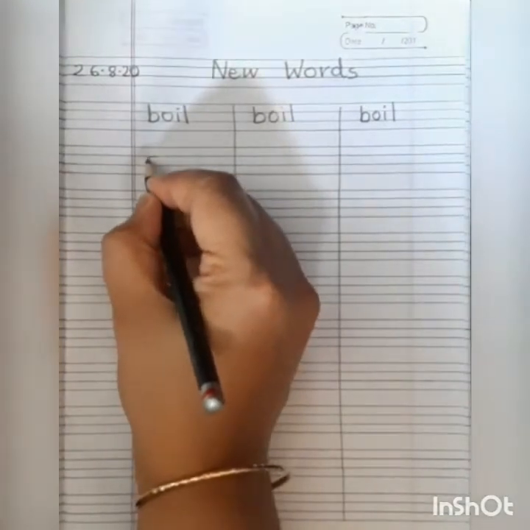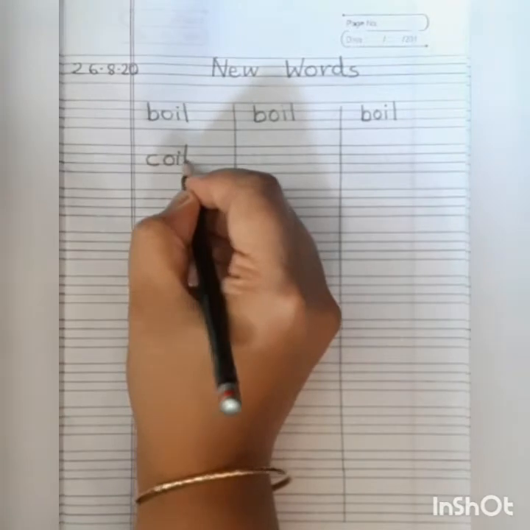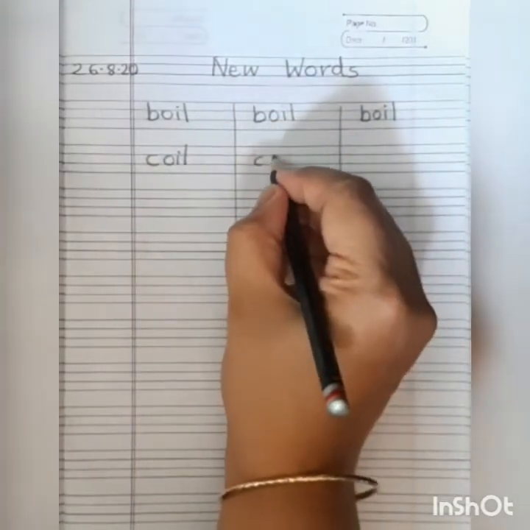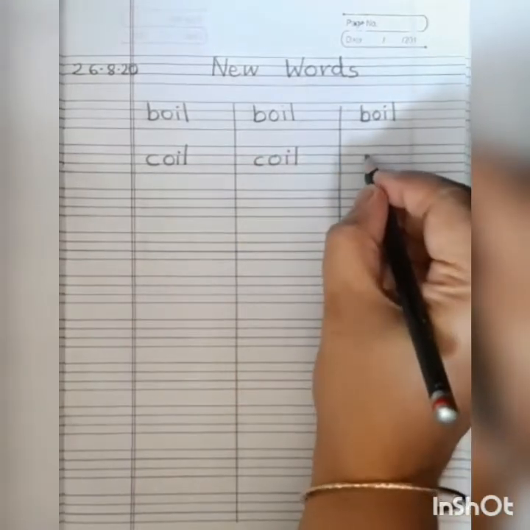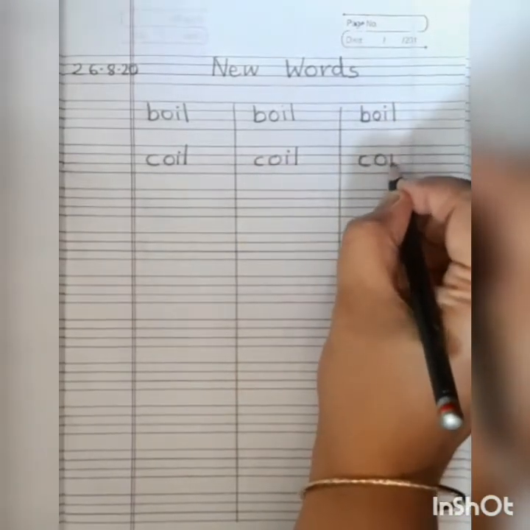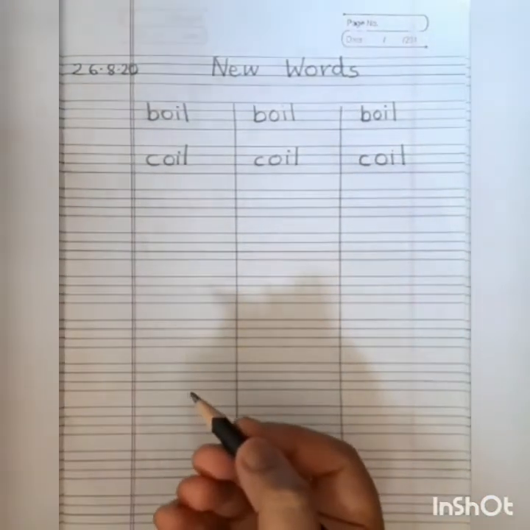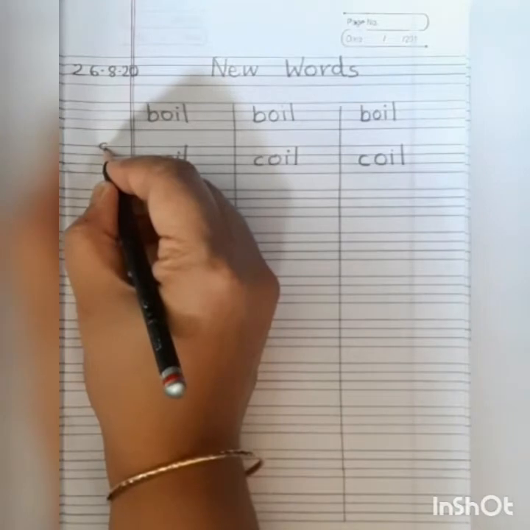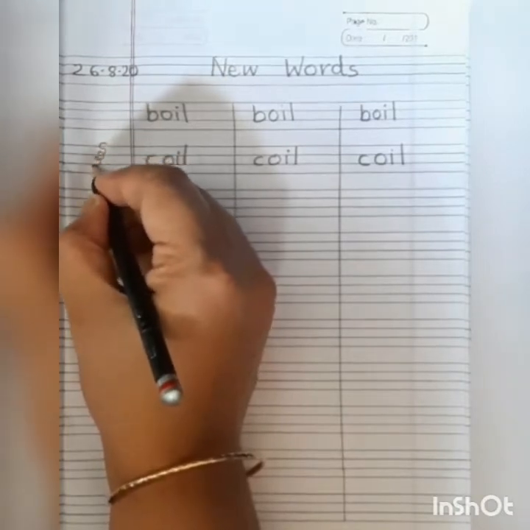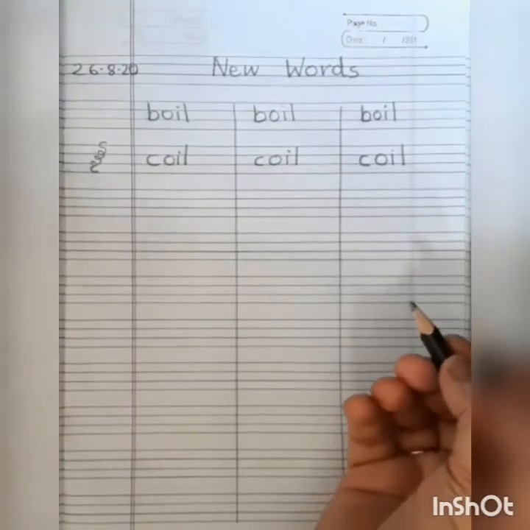Coil. K-O-I-L. Coil. Coil aapko pata hai? Kuch bhi ho sakta hai. अगर ऐसे ऐसे कोई भी तार है इसको हम क्या बोलते हैं कॉइल.